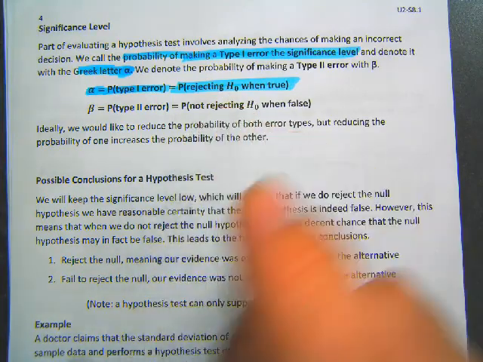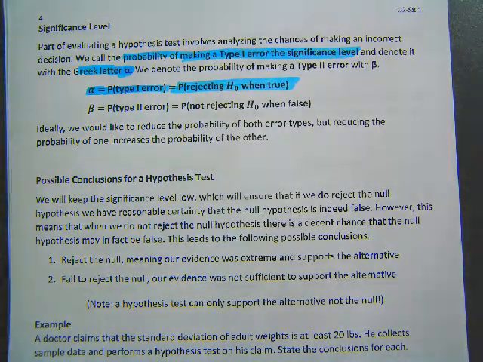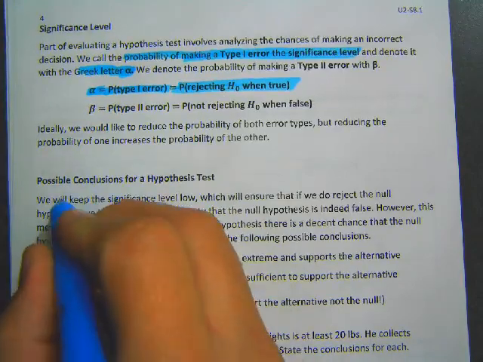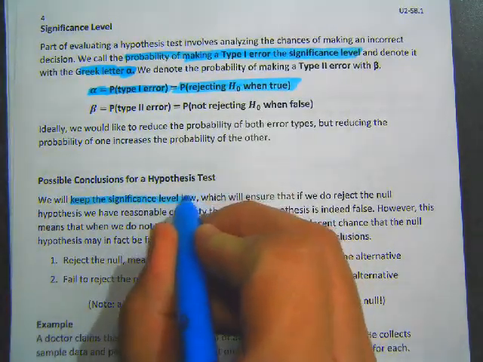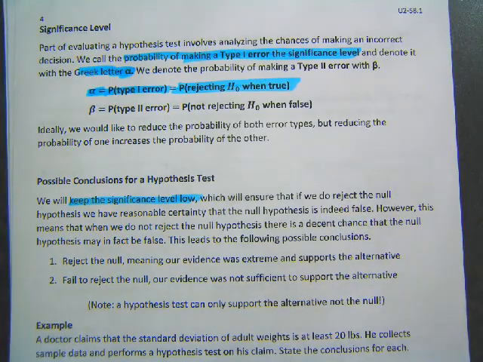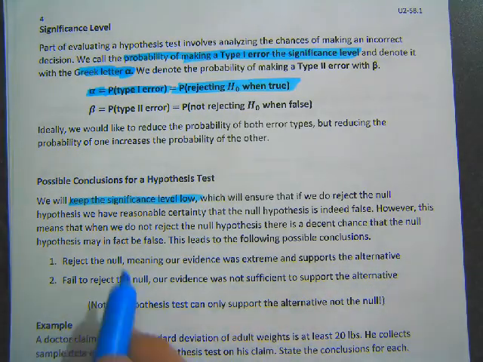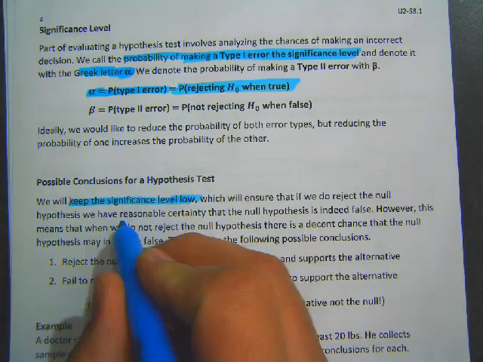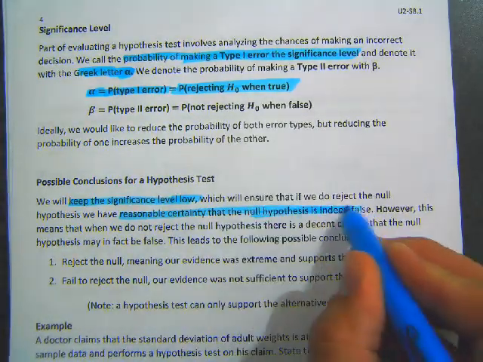So we're going to err on the side of caution. We're going to keep the significance level low, keep the alpha low, and most of the time we'll fail to reject. Only sometimes we'll reject. That's the alpha. And it ensures that if we do reject, we are certain. We're pretty good, we're happy. We know that we should reject, so we're reasonably certain the null was false.